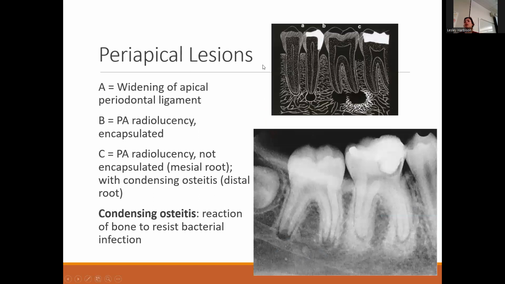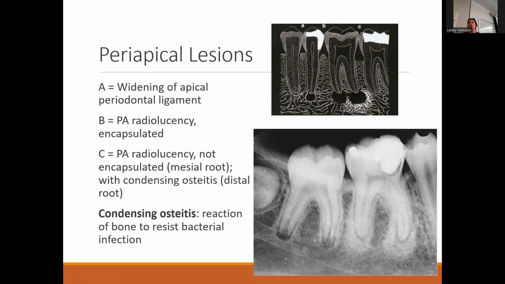So, periapical lesions. Here there's a drawing of the different stages, or the different things that can happen. A is a widening of the periodontal ligament. At first you may not notice a gigantic radiolucency, but you may see a widening of the ligament down at the bottom of the apex.